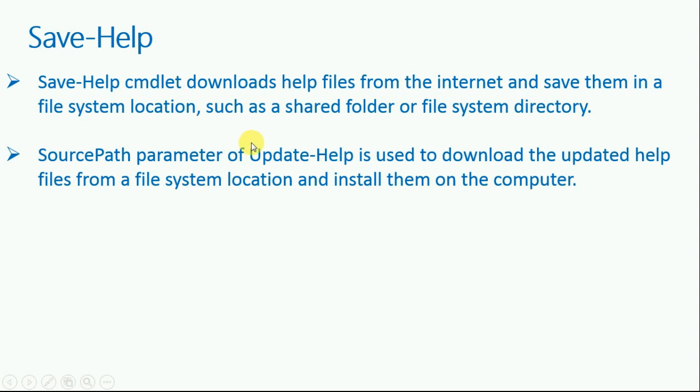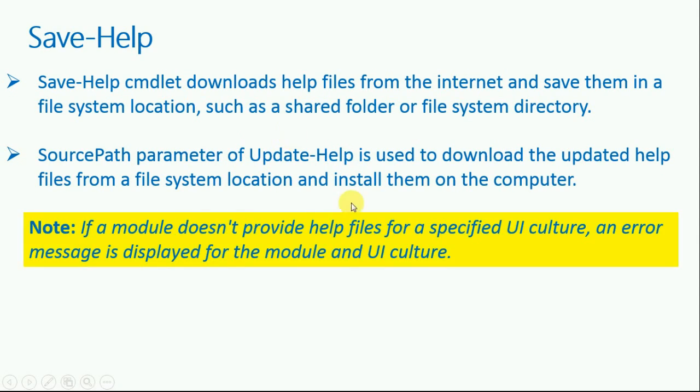As I have told you, Update-Help is used to install the updated help file from the file system. So I will have to use the SourcePath parameter with Update-Help so that we can install this one. And there is a note with this one that you might experience some errors while updating the help.